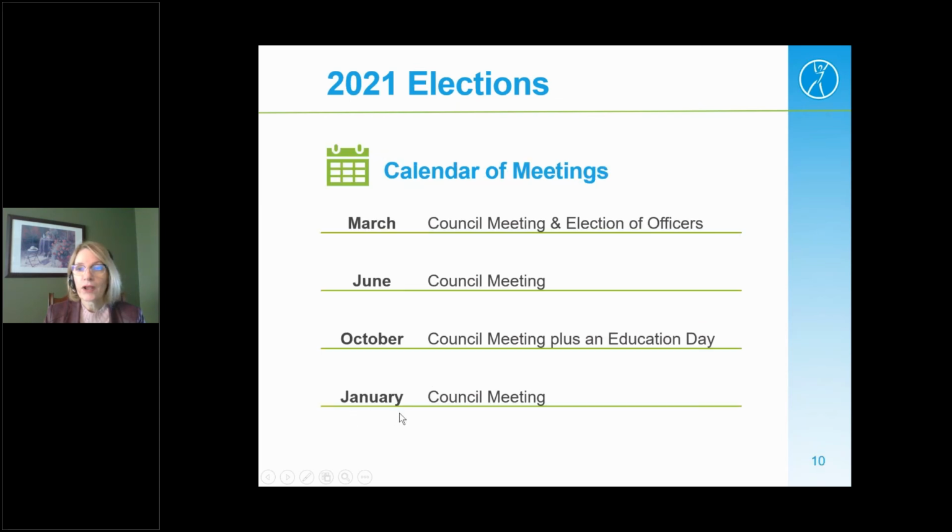So in terms of the time frame, March would be the first council meeting that the newly elected members would attend, and they attend the meeting for observation, but then they become involved with the election of officers. So we do elect our executive, which is 4 people, so 2 public members and 2 council members are elected to serve as our executive on that very first meeting.